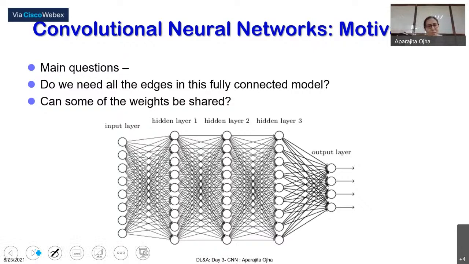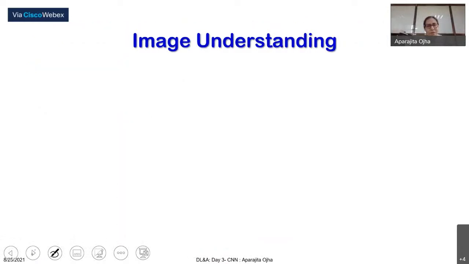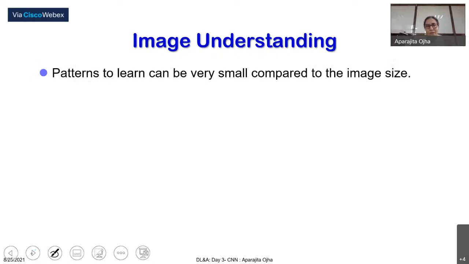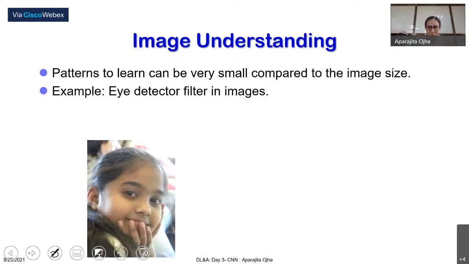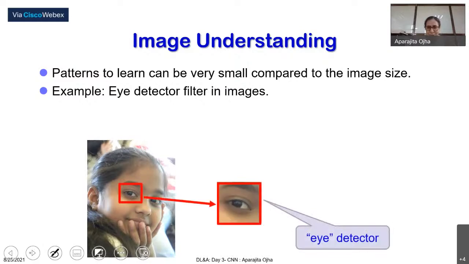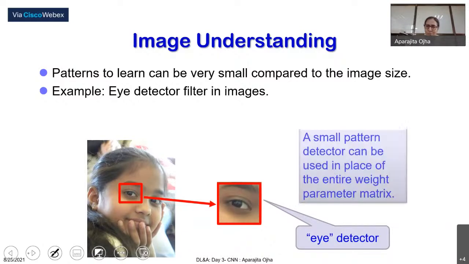So with this, let us consider this problem of image understanding. First of all, these patterns that we have to learn from the images can be very small compared to the image size. For example, an eye detector in an image requires a very small portion, a very small image block, right? So a small pattern detector can be used in place of the entire fully connected hidden layer.